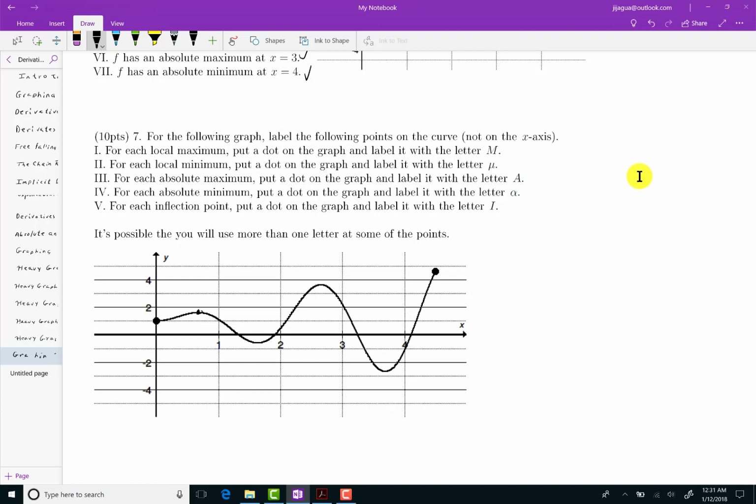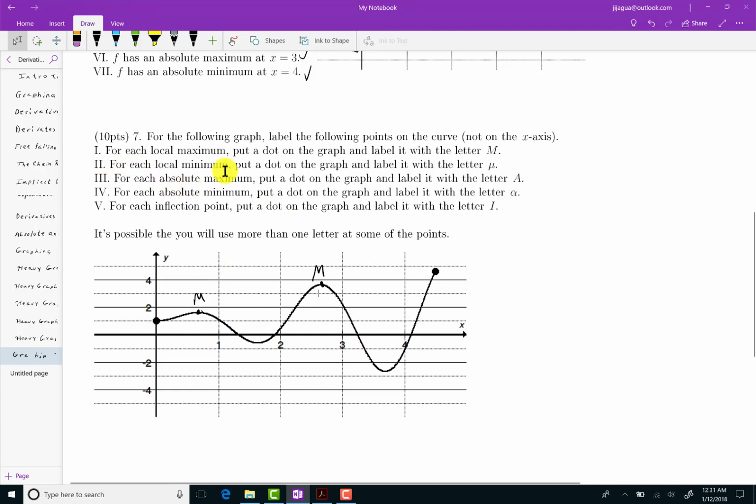I'll put a dot here and I'll put a capital M. Dot here, capital M. Make that dot more evident. You should make your dots evident to me. Are there any other local maximums? No, remember, you don't count endpoints as local anything.